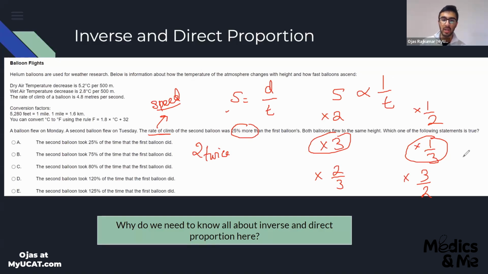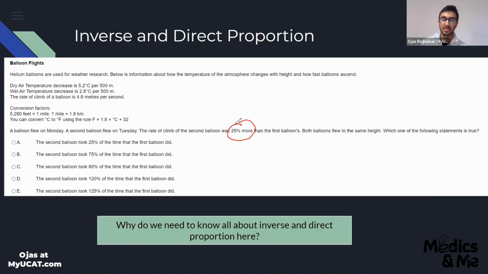So now let's try for this one. It's not quite twice as much. It's 25% more. So if we have 25% more, well, that's multiplying by 125 over 100. That's the fraction you're multiplying by to get the speed of the second one from the first one.